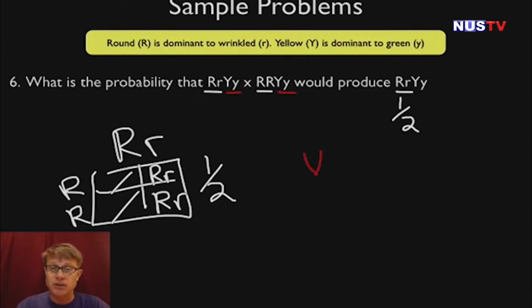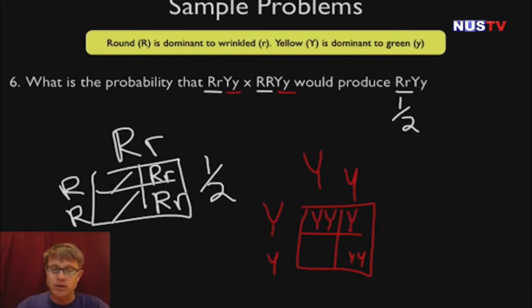Well, let's do those together. So here are the parents, big Y, little y, crossed with big Y, little y. So this is going to be big Y, little y, little y, big Y, little y, big Y, little y. So what are the odds that we're going to produce again big Y, little y? Well, it's a 2 in 4 or a 1 in 2 probability. So I'm going to write 1 in 2 here.